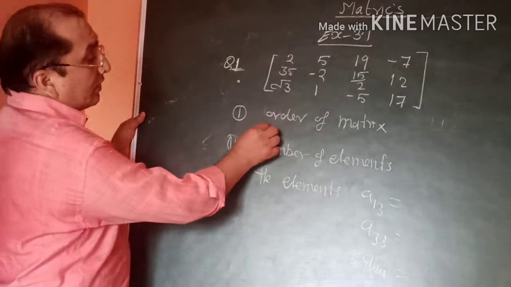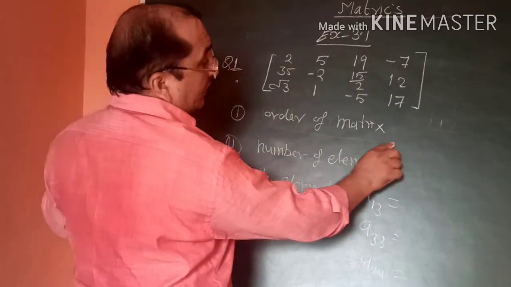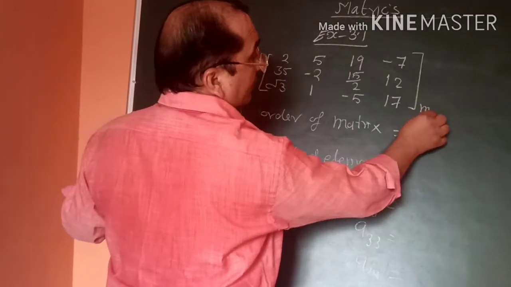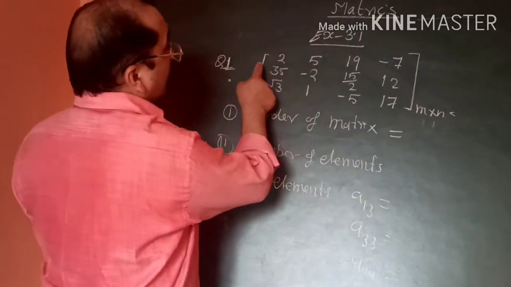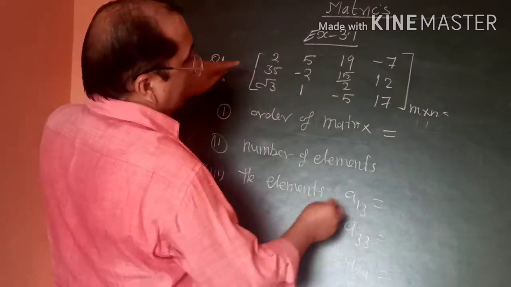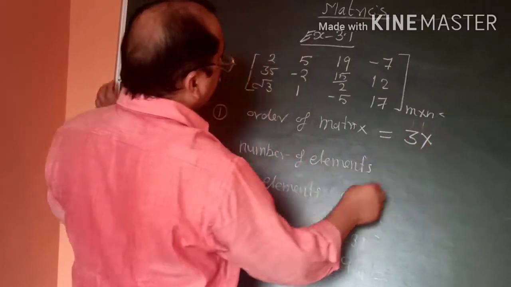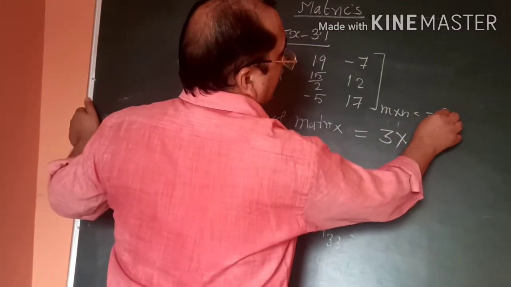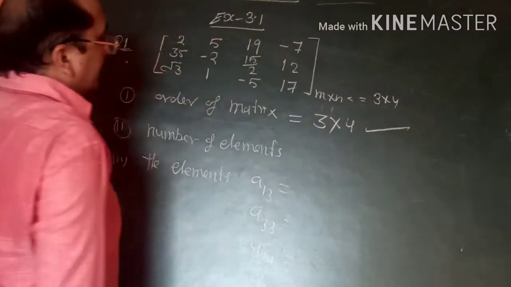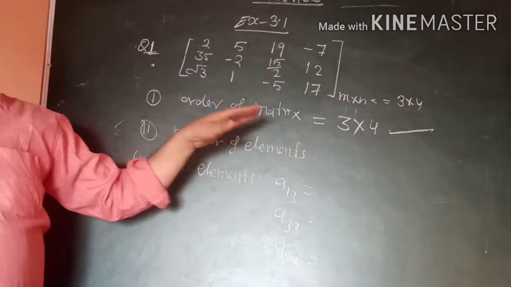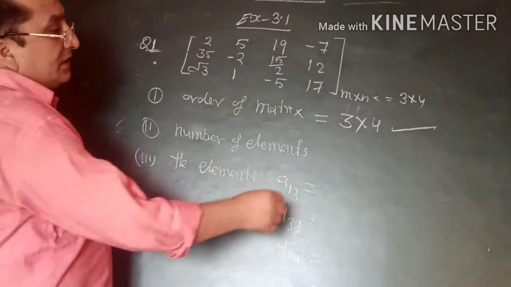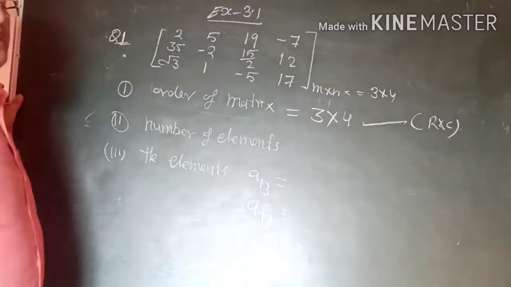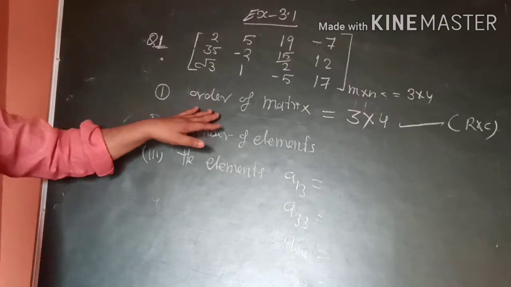We have to find the order of this matrix, and we know that order means m cross n. How many rows? 1, 2, 3. 3 rows. And columns: 1, 2, 3, 4. 4 columns. Its order is known as 3 cross 4. This is the first answer. Order of this matrix: 3 rows and 4 columns. Row cross column means 3 rows and 4 columns, and this is known as the order of this matrix.